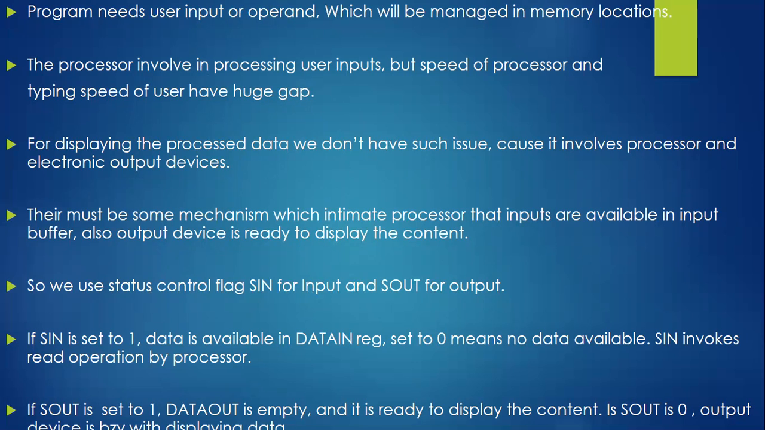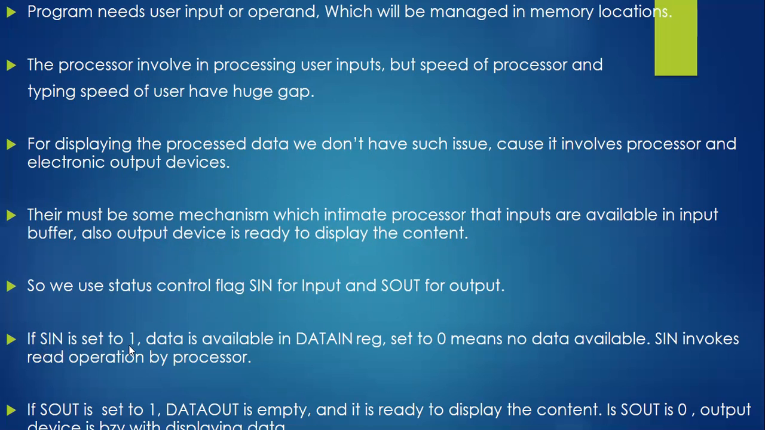Whenever the user enters the input, it will be available in data in. If data in has some information, that will be intimated to the processor. Then the processor will collect the information and start processing it. When the output unit is ready to display the content, the processor result will be sent to the output unit, and finally the output will be printed on the screen. This is a very simple kind of logic. We just use S in and S out to intimate the processor whether data is available or not. That's it.